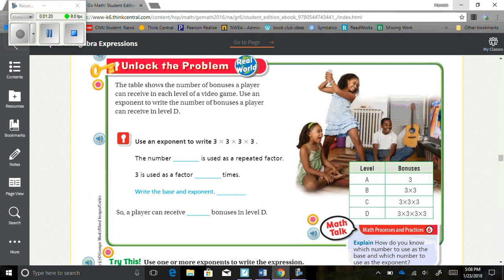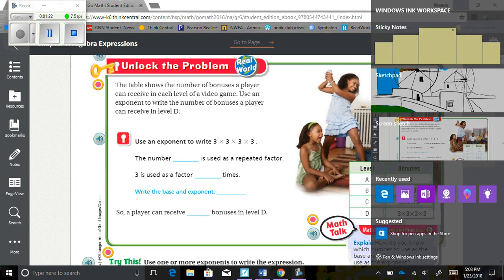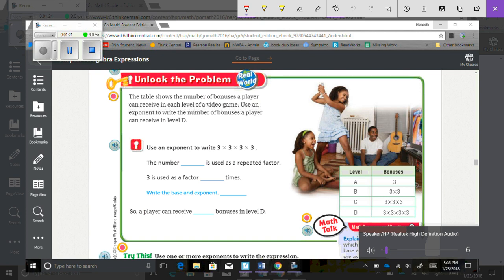So let's unlock the problem. You can use an exponent to write 3 times 3 times 3 times 3. The number 3 is used as a repeated factor. That's the one repeatedly being multiplied. I forgot to read the unlocked problem.